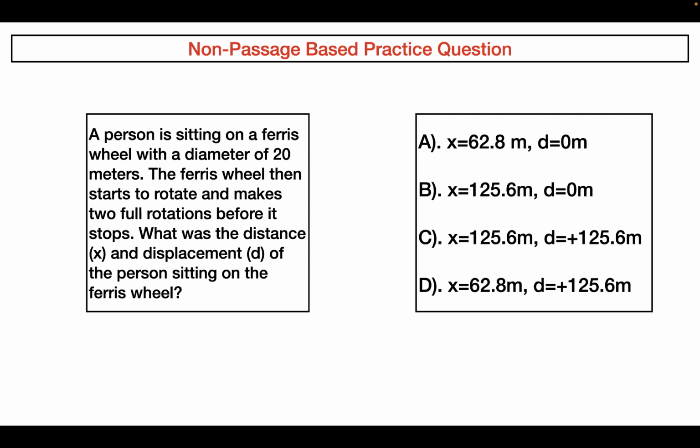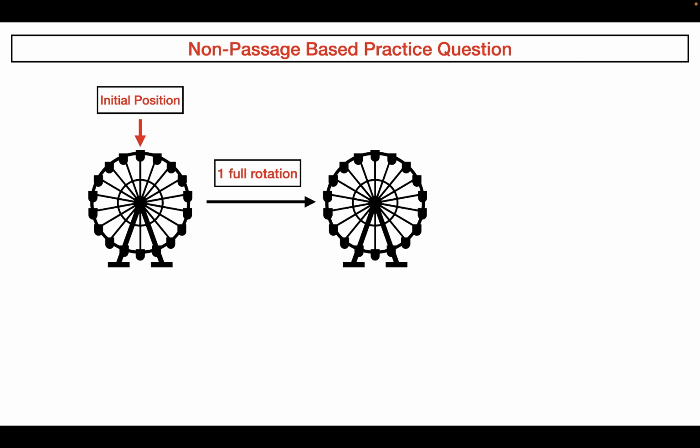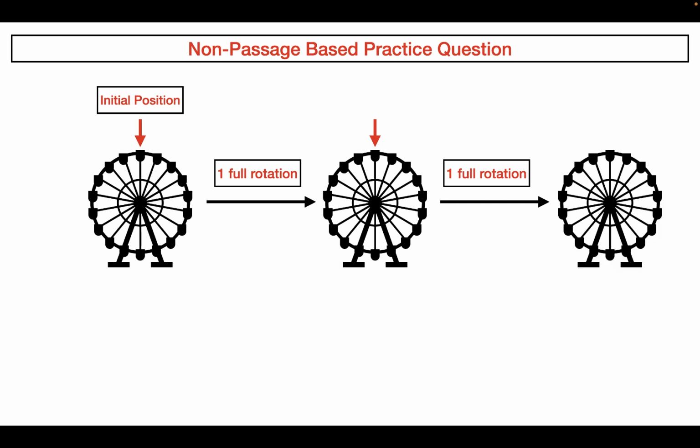So hopefully you paused the video. The answer to this question is choice B, and let's see why. Let's draw a picture. This is our Ferris wheel, and let's just say that the person is sitting on top of the Ferris wheel in the very top car. Let's say that this Ferris wheel takes its first full rotation. After the first full rotation, the person ends up at the very top of the Ferris wheel. And after the second full rotation, the person ends up at the very top of the Ferris wheel.